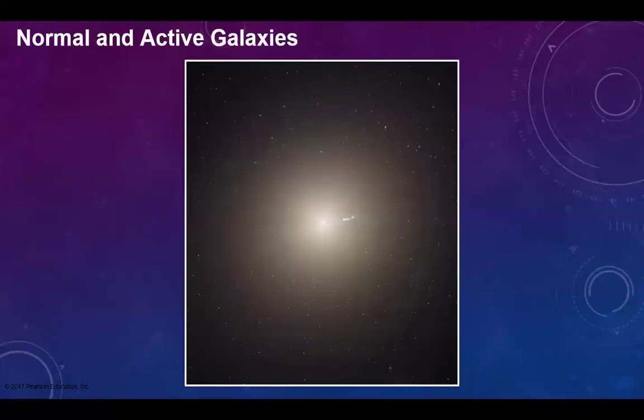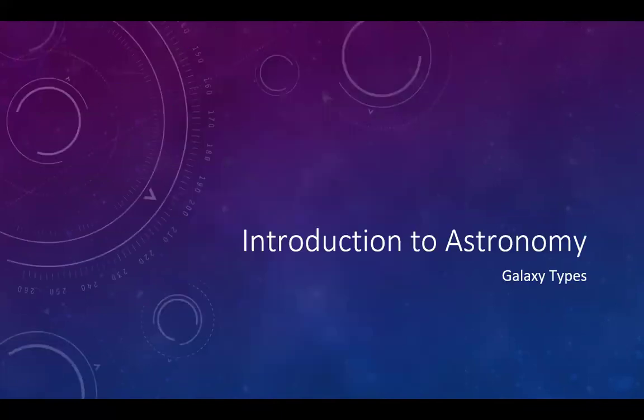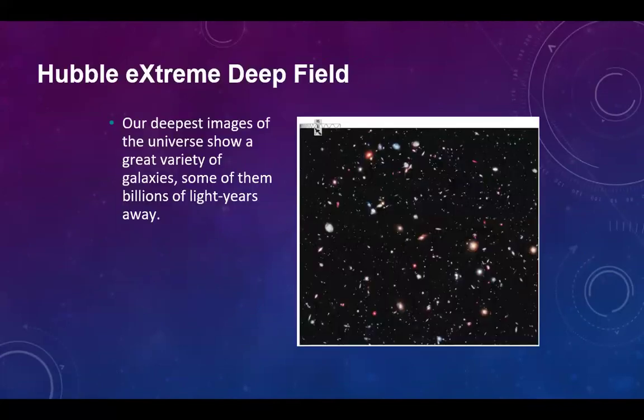So let's get back to talking about normal and active galaxies. We'll start by reviewing the types of galaxies. We started talking about this last time, but there's been a bit of a break. Our deepest images of the universe show a great variety of galaxies. Some of them are billions of light years away. This is the Hubble Extreme Deep Field.